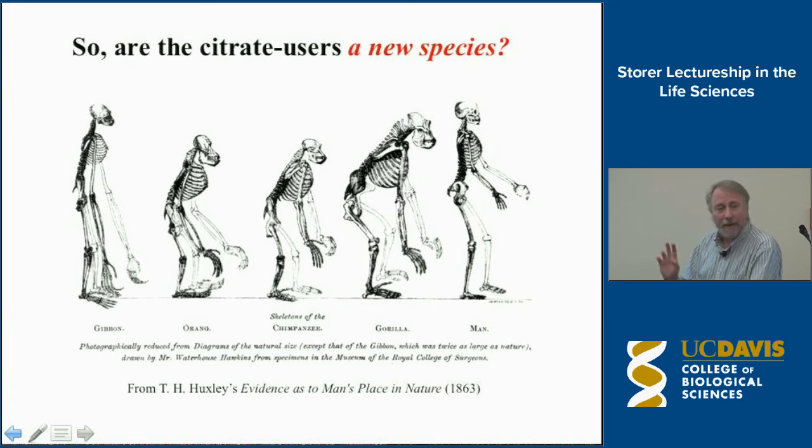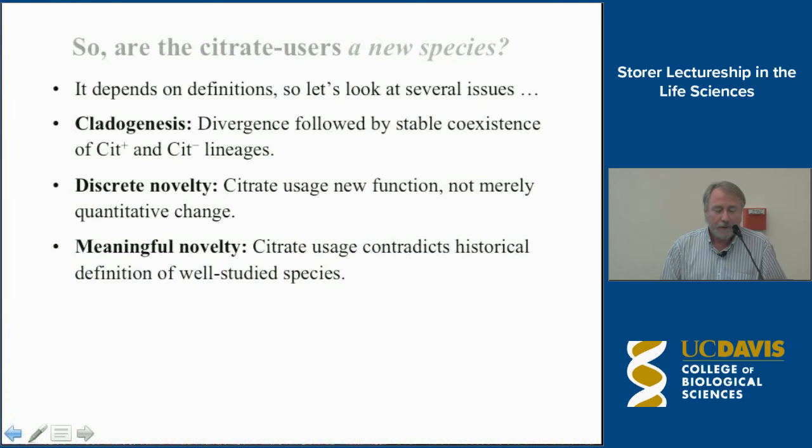But I just want to hit on some ways we're thinking about it. I don't care what you call something; I'm interested in what it tells us about some of the potential evolutionary processes of interest. So whether this is a new species would depend on definitions, so just several issues might come to mind.